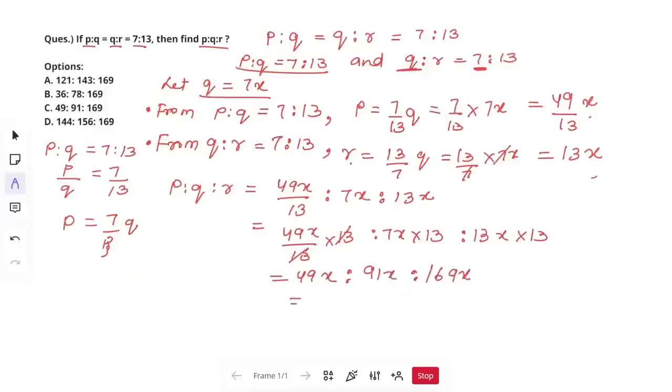Removing x from everywhere, we get the final ratio as 49 is to 91 is to 169, which is going to be our option number C. That is why the correct answer for this question is option number C. Hope you have understood it.